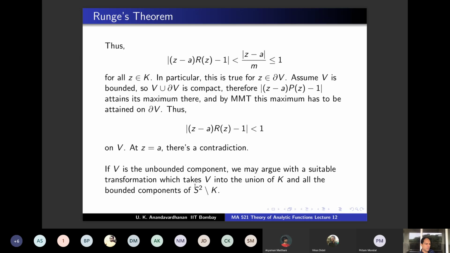So let's distill the correct argument from this. Something like this should work, and then I don't need this transformation thing. With the transformation thing also I'm not completely satisfied. It's not completely clear in my mind. This is just an idea, but one of these things should work. But the point is, we should argue with the unbounded component also. For the bounded component, the argument is perfect. Okay, let's leave it at that. We'll come back to it.